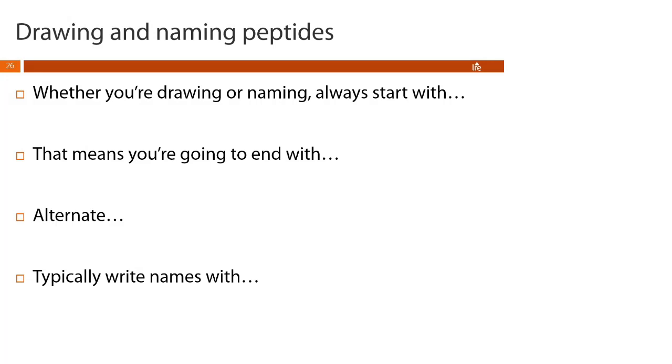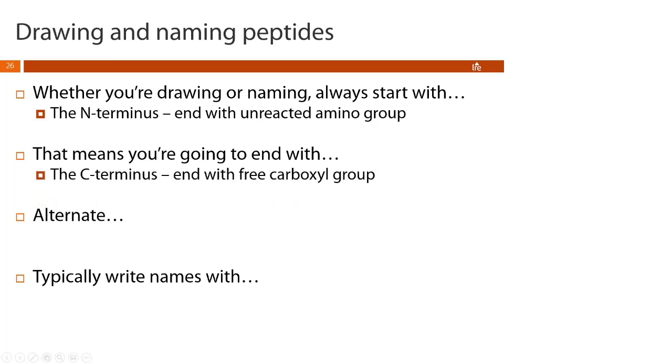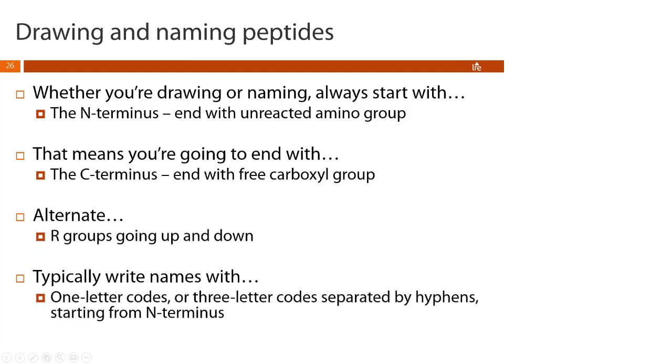Okay, so let's learn how to draw and name small peptides. Whether you're drawing or naming, we're always going to start with what we call the N terminus. The N terminus, N for the nitrogen in the amine group, is the end with the unreacted amino group. So that means you're going to end with what we call the C terminus. That's the end with the free carboxyl group, C for carbon. And you generally are going to alternate R groups going up and down, and we're going to write names with 1-letter codes or 3-letter codes separated by hyphens, starting from the N terminus all the way to the C terminus.